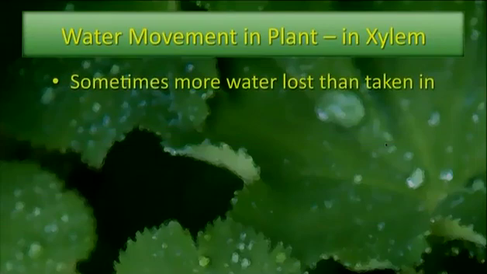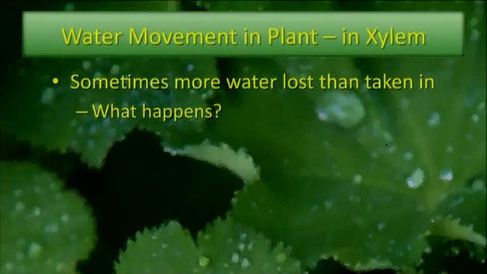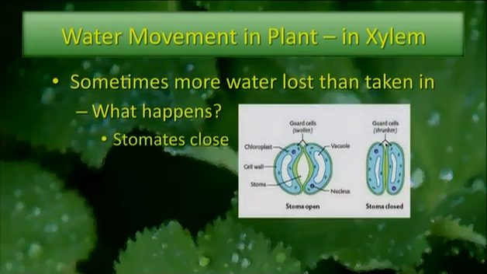Now sometimes more water is lost than can be taken in. So what happens? The stomates will close. You remember stomates and guard cells? The stomates will close, preventing the wilting of the plant. So here are the stomates. The stoma is actually the hole in the center that leads into the plant or out of the plant. Carbon dioxide is usually moving into the plant, oxygen gas usually moving out of the plant.